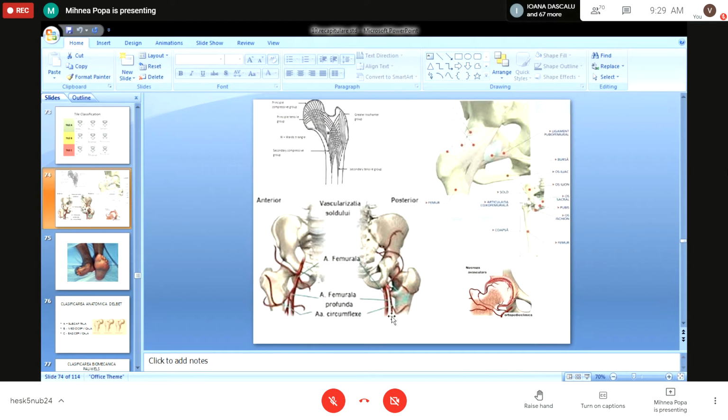So it's important, I will discuss again the classification of the fractures, to understand exactly where the fracture is and see how it can produce the destruction of this vascularization.